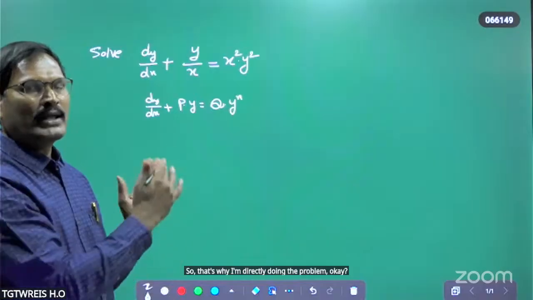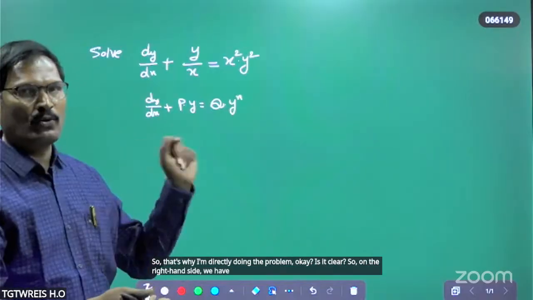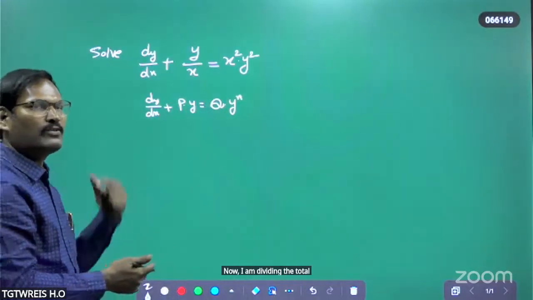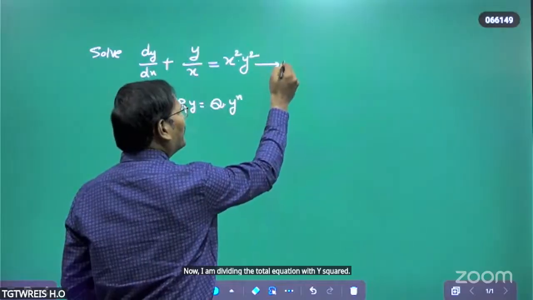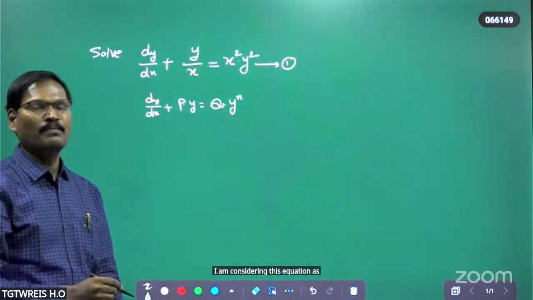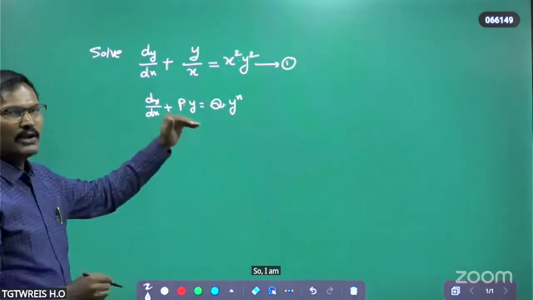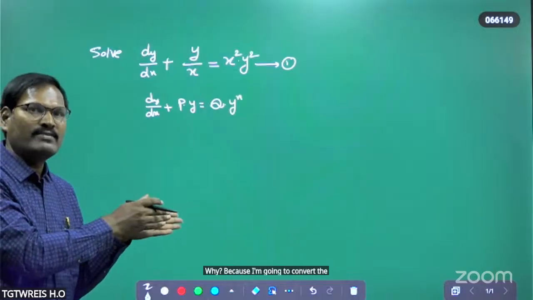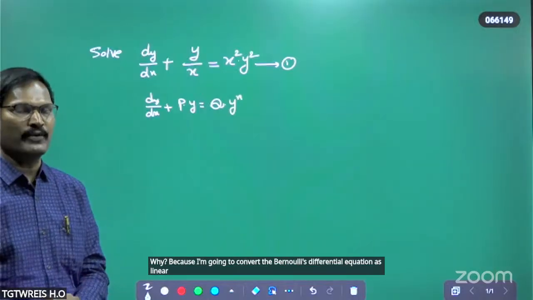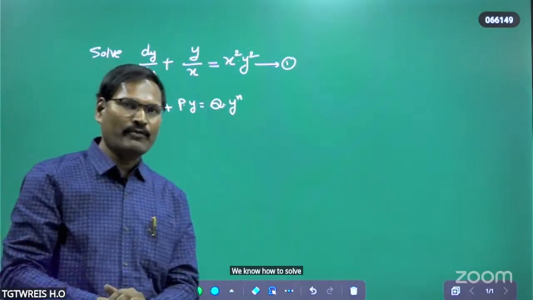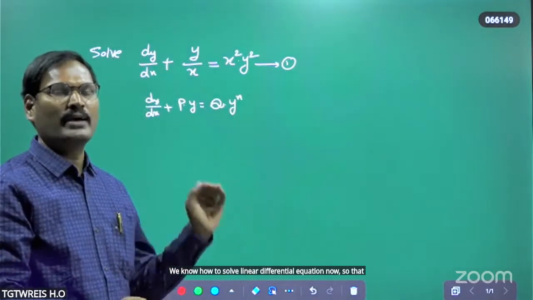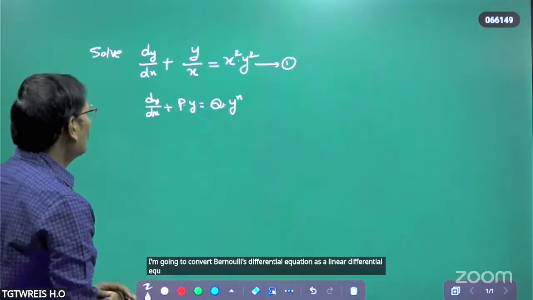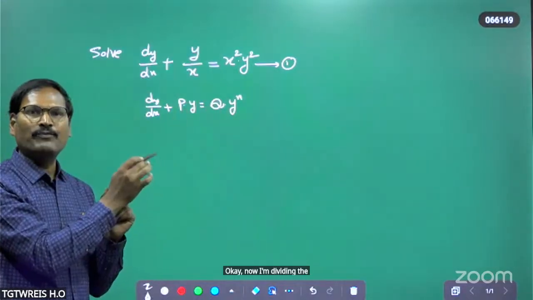On the right hand side, we have the y square term. Now I am dividing the total equation, which I am considering as equation 1, with y square. Why? Because I am going to convert the Bernoulli's differential equation into a linear differential equation. We know how to solve linear differential equations now, so first I am going to convert it into one.